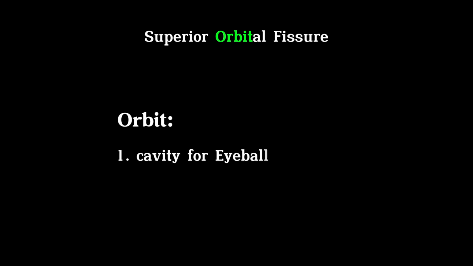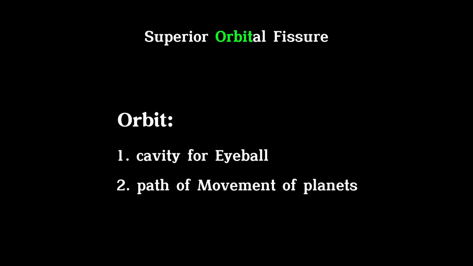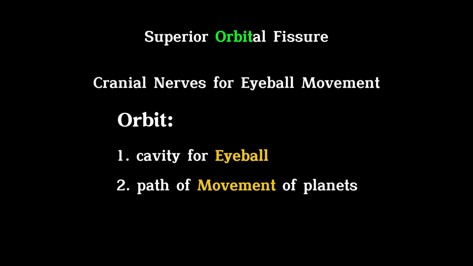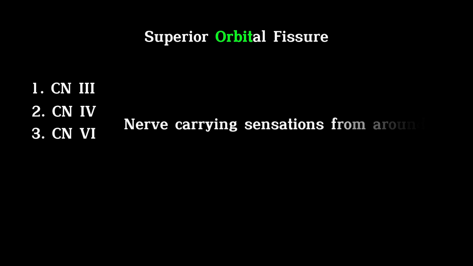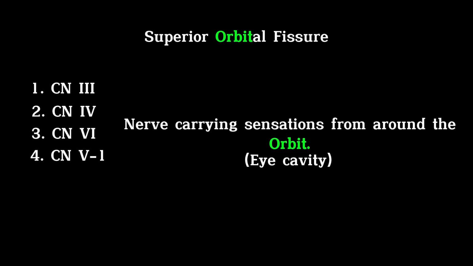Next is superior orbital fissure. The keyword for the mnemonic here is orbit. The word orbit has two meanings. One is cavity for eyeball. The second meaning is the path of movement of planets around the sun. Focus on the words eyeball and movement. So all the cranial nerves responsible for eyeball movement pass through superior orbital fissure, which are 3, 4, and 6. The other nerve passing through the superior orbital fissure is the nerve carrying sensations from around the orbit. That is, the ophthalmic branch of trigeminal nerve.